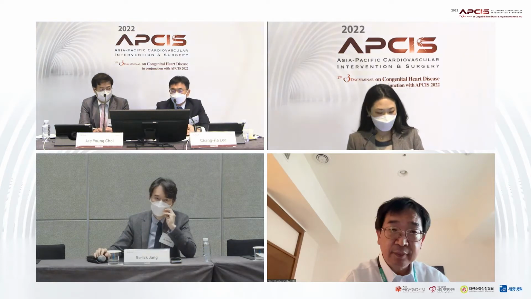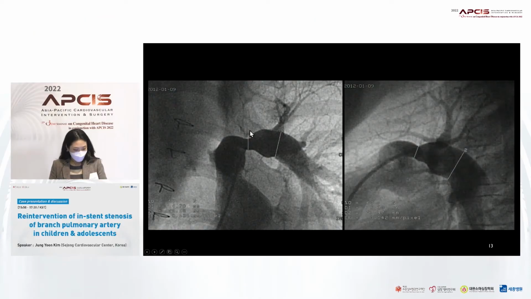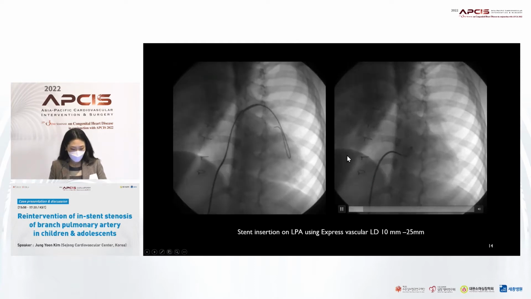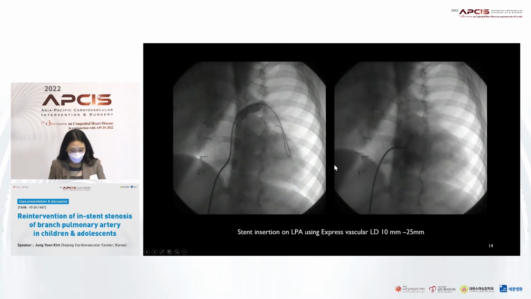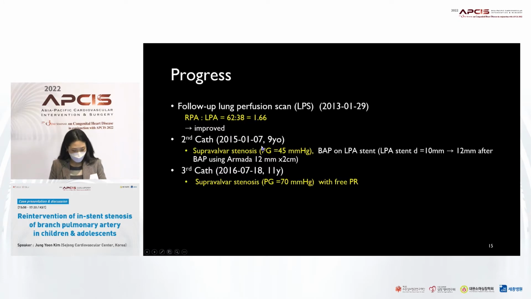Back to my PPT. The narrowest portion was measured at 5 millimeter, and the distal part is 11 to 13 millimeter. So we performed stent insertion on the LPA using a 10 millimeter Express Vascular LD stent, 10 millimeter diameter and 25 millimeter length. The follow-up lung perfusion scan after stent insertion was improved.